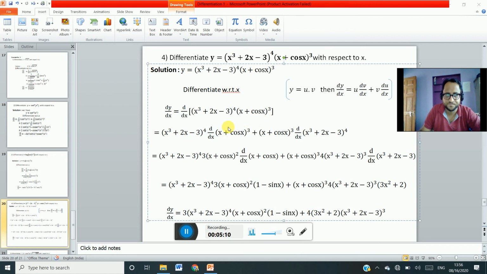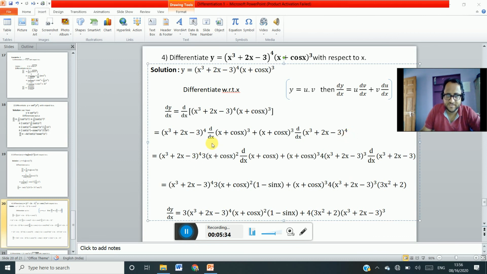First of all, see here, this is the first function and this is the second one. So first function is (x cube plus twice x minus 3) to the power 4 into derivative of second, that is (x plus cos x) to the power 3, plus second function (x plus cos x) to the power 3 into derivative of first, that is (x cube plus twice x minus 3) to the power 4, right?